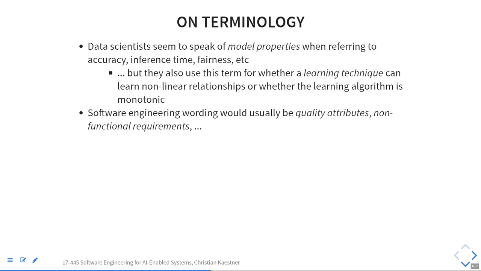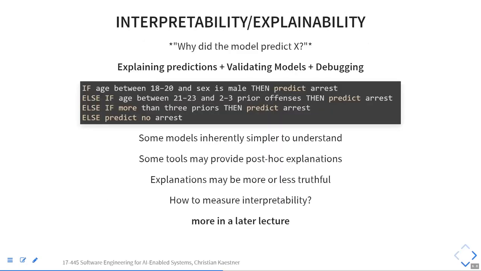Also, there's no standard term for how to call those things, as far as I know. I've seen model properties in the machine learning literature when referring to those qualities. Attributes are sometimes used. I prefer just the term quality or quality attributes, maybe non-functional requirements. Just to be aware, if you have interdisciplinary teams, make sure that you define what you're talking about.